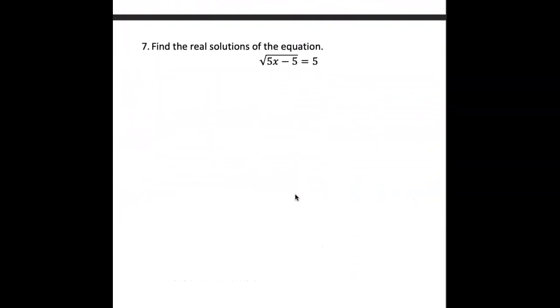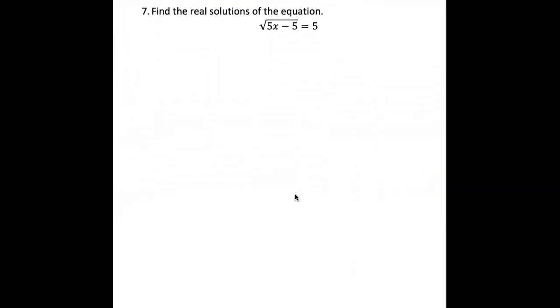Let's move on to number 7. Okay, question 7. We need to find the real solutions of the equation. This is the square root equation. So let me go ahead and rewrite it. Man, it looks so pretty here. And then when I write it, it's just not pretty.